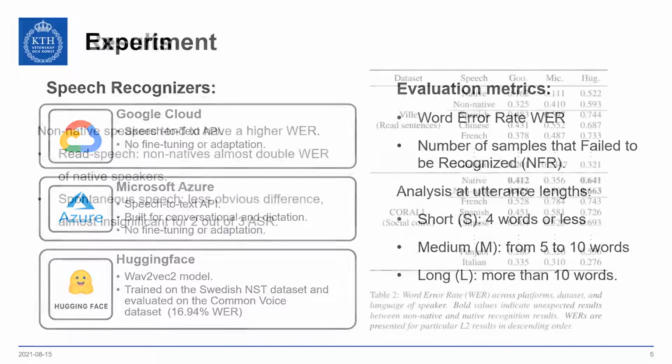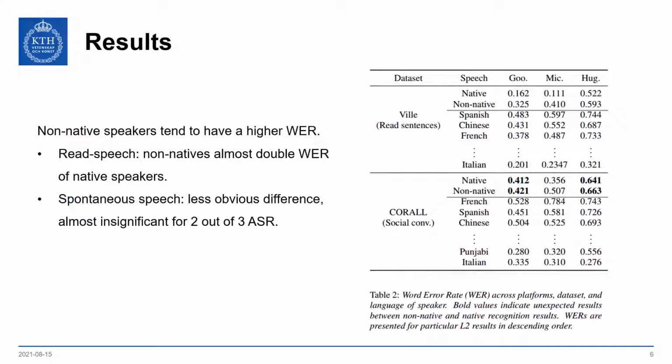Our results, as expected, showed that speech samples from non-native speakers tend to have a higher word error rate. In particular, in the read speech dataset, non-native samples almost double the word error rate of native speakers. However, with spontaneous speech, this difference is less obvious, where 2 of the 3 ASR systems generated equally bad results for non-natives and native speakers.